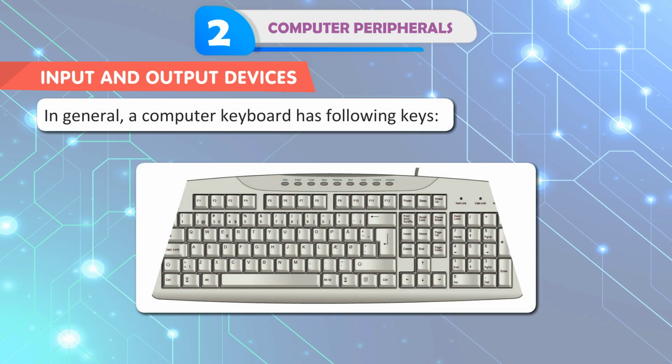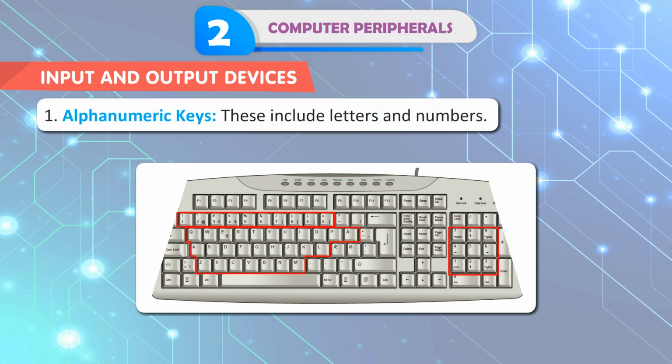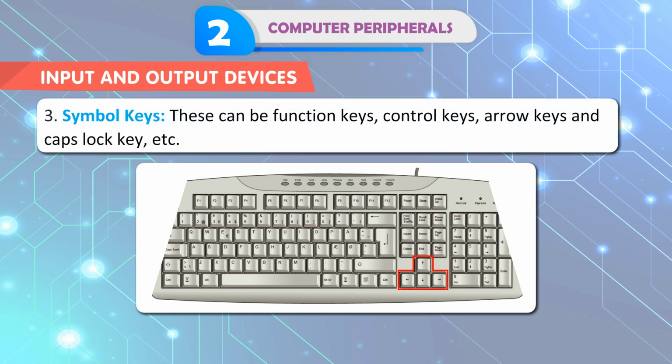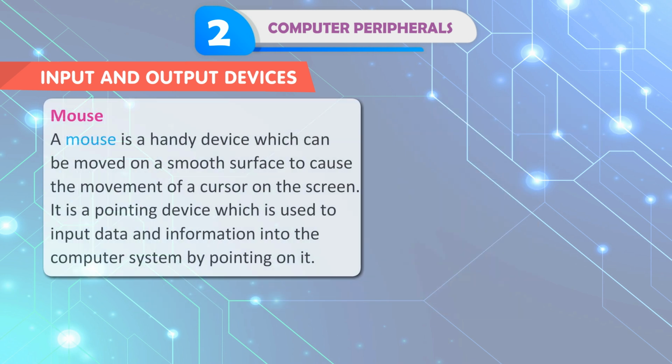In general, a computer keyboard has the following keys. 1. Alphanumeric keys. These include letters and numbers. 2. Symbol keys. These include comma, period, semicolon, at, ampersand, etc. 3. Special keys. These can be function keys, control keys, arrow keys, caps lock key, etc.